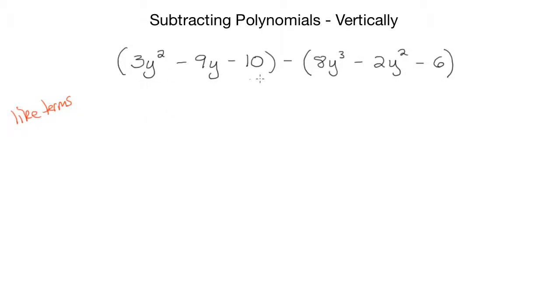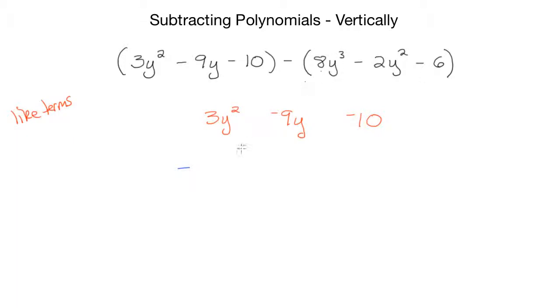So here we go. Take your first polynomial and write it all the way out. So I'm going to go 3y squared minus, I'm actually going to change it to plus, we've got a negative 9y, and then we've got a negative 10. Now I'm going to subtract from that, so let's write a subtraction sign, and I'm going to have 8y cubed.